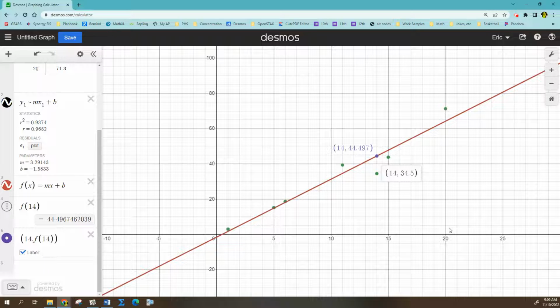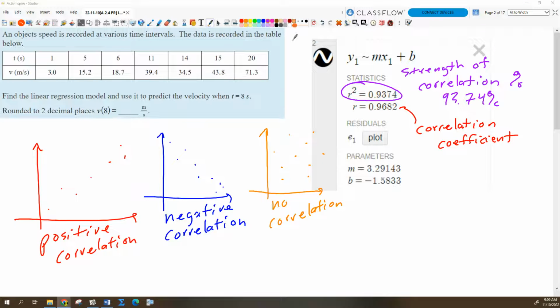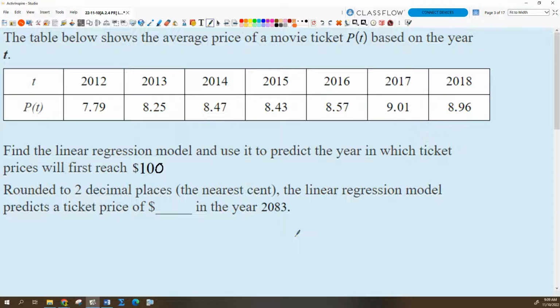All right. So that's one really important way we can use this mathematical model. Let's look at another example. Okay, how about this one? The table below shows the average price of a movie ticket based on the year. Find the linear regression model and use it to predict the year in which ticket prices will first reach $100.